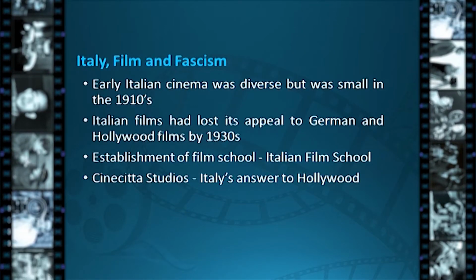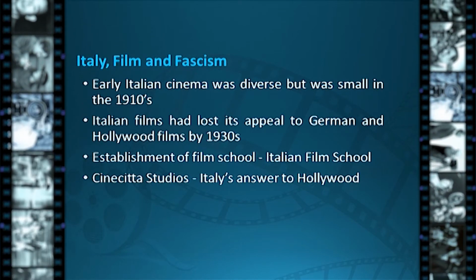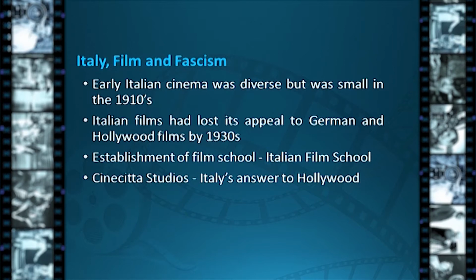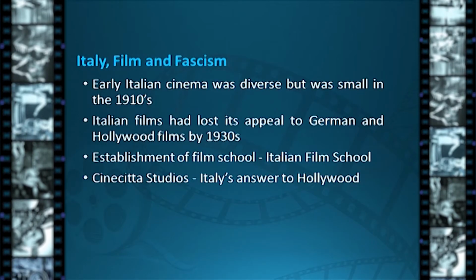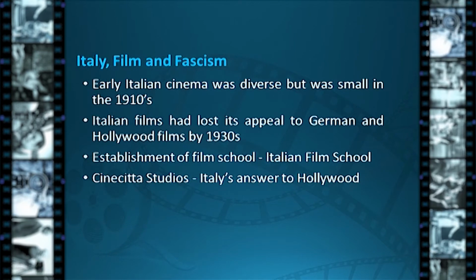During this time, Italy had changed. Early Italian cinema was very diverse, but it was very small in the 1910s, and it remained so. It was a very local cinema. So Italian films had lost appeal to German and Hollywood films by the 1930s, because of course German and Hollywood films had a better production quality. So to revive this, the government lent a hand.